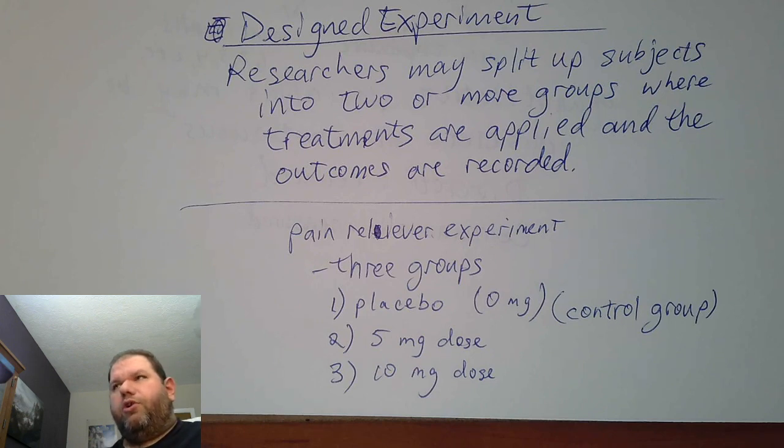And then we're trying to manipulate the variables in a way so that we're eliminating things that we don't need to worry about, so we can focus on whether or not the medication actually works. So that's kind of our classic example of an experiment. Now, the experiment doesn't need to be that complicated. It can be a little bit more simple than that.